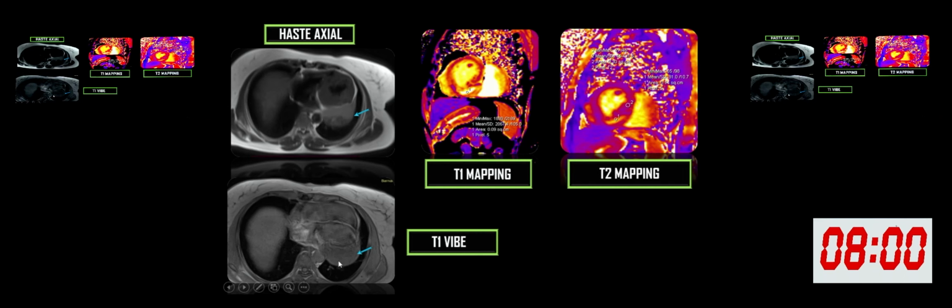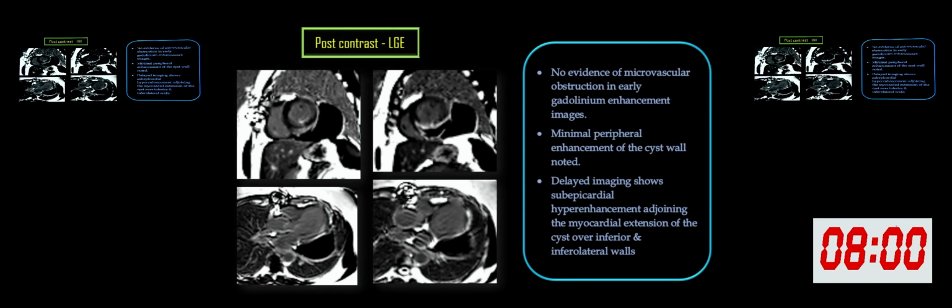These are the post-contrast images, which did not reveal any significant enhancement. In the post-contrast LGE images, you can see the cyst showing enhancement, with extension of the cyst intramurally, and there is subepicardial enhancement as well as subendocardial enhancement. Just a peripheral enhancement was seen. So this is actually a case of hydatid cyst, which is post-operative and followed up.